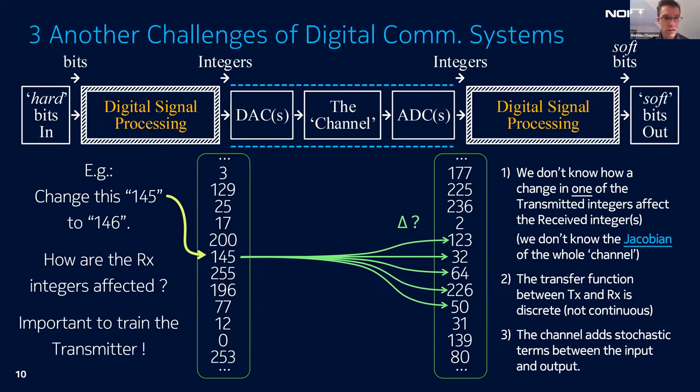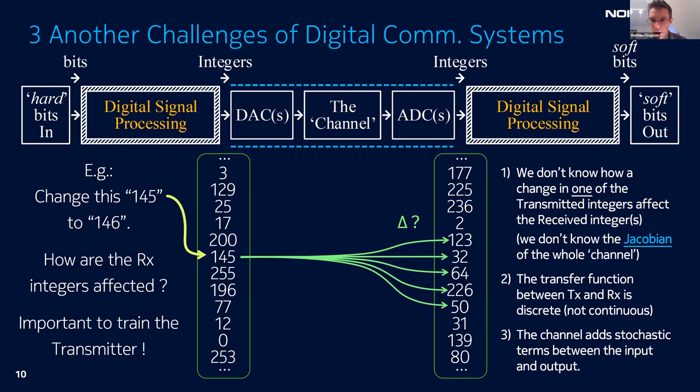Now, the other three challenges of digital communication systems per se, not specific to fiber optic, is that we don't know the Jacobian of the channel. If I send a vector of integers and I'm receiving a vector of integers, and I modify one of these integers, let's say this 145 to 146, I don't know exactly which of the received integers will change, and I don't know by how much. So said differently, we don't have the Jacobian of the channel. This is one hard challenge to communicate.